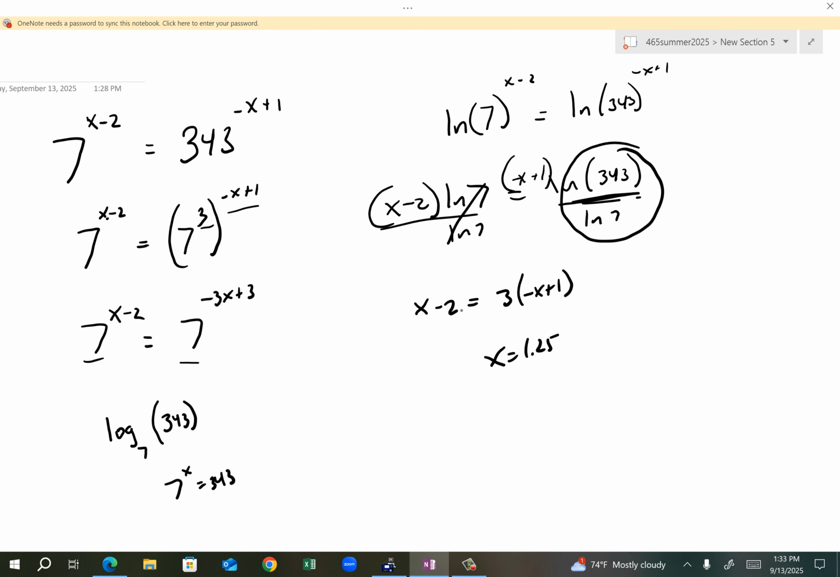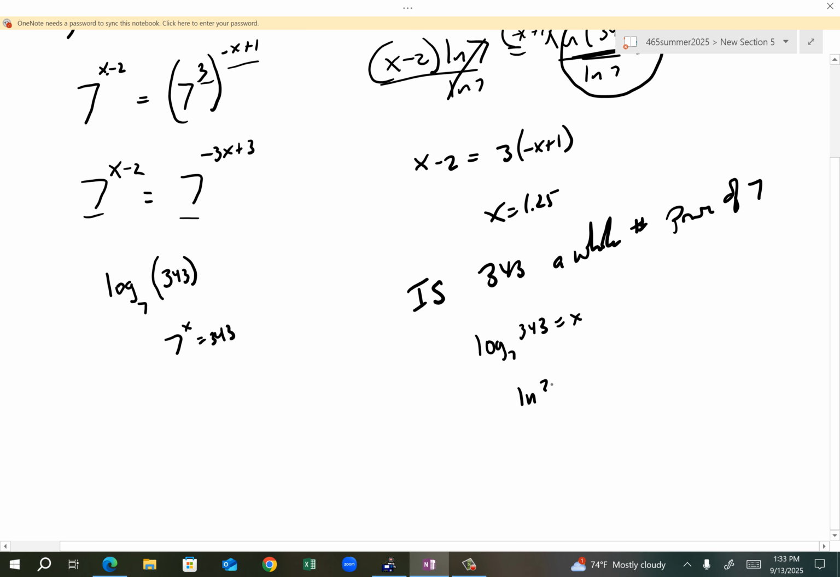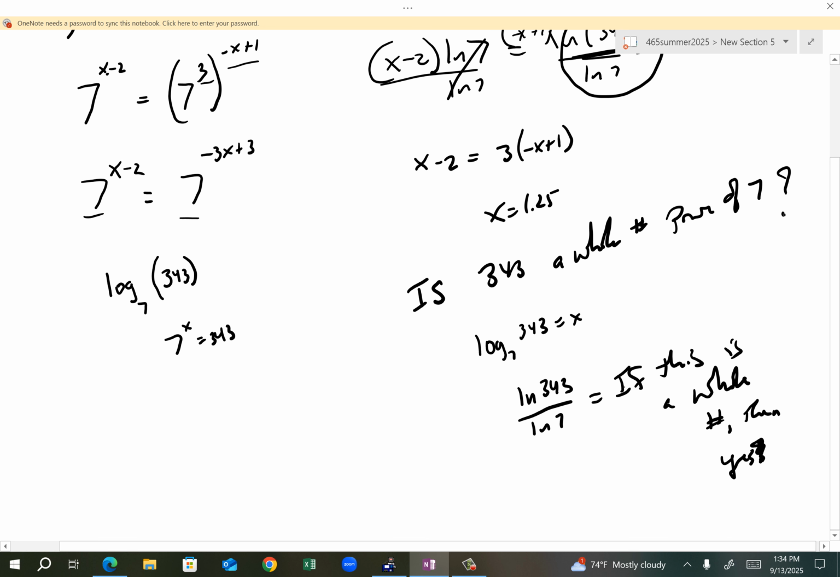If you're not sure whether 343 is a whole number power of 7, I don't mean is it the 2.7 power, what can I do? Is 343 a whole number power of 7? I say the log base 7 of 343 is equal to x. Or another way of saying that would be the ln of 343 divided by the ln of 7. If this is a whole number, then yes. Okay, that's how you do it.